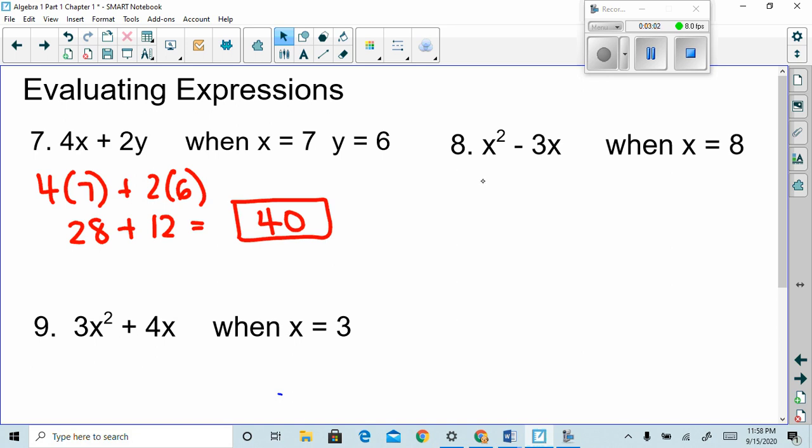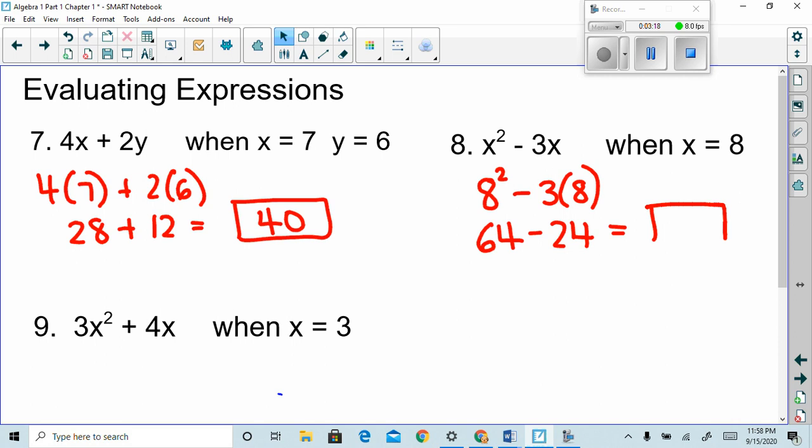In number 8, I'm going to take 8 and square it and multiply it also by 3. That will give me 8 times 8, which is 64. 3 times 8 is 24. I'm going to subtract, and it looks like once again I have 40.